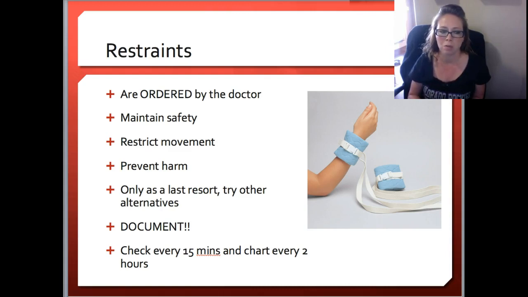We want to try other alternatives, maybe giving a book, sometimes giving blocks to a child, anything that we can do so we don't have to use a restraint. If, however, restraints are ordered and initiated, we're going to be documenting and checking them every 15 minutes and every 2 hours. We want to make sure that they're on and in place, that they're not causing skin damage, and that they're having circulation to those areas. If you notice anything, maybe you need to change a restraint, notify the nurse or the healthcare provider so we can make changes accordingly.